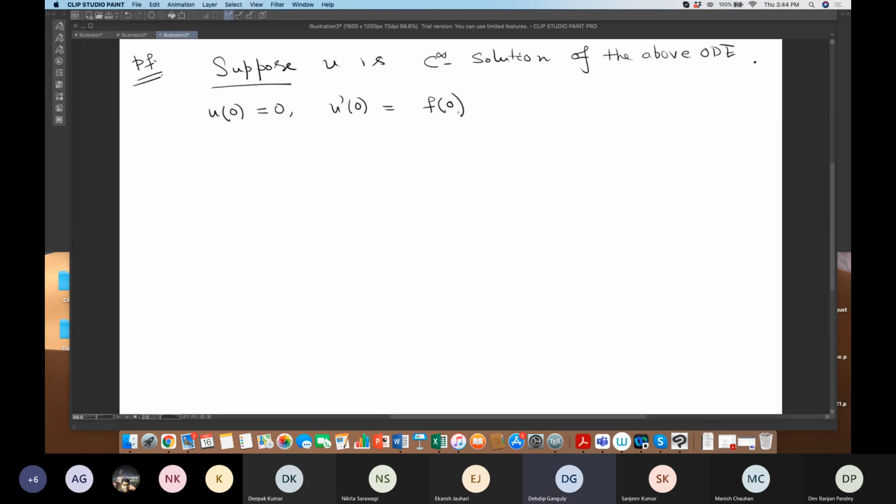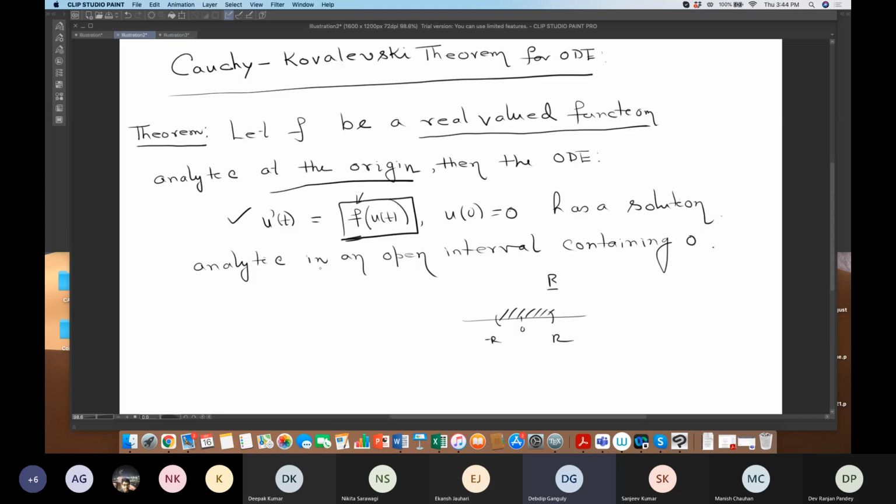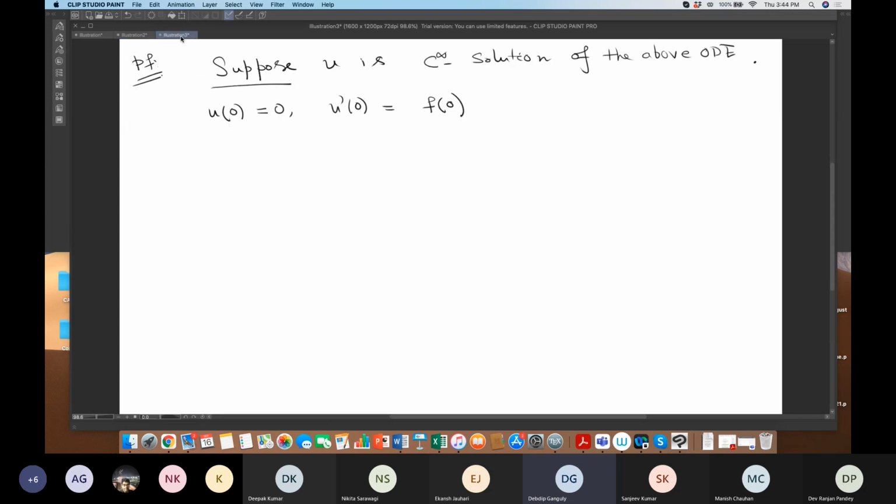Just using the fact that u is a solution, we can put it in the ODE equation and study this. Okay, u(0) is 0, u prime (0) is f(0). So it is given that... what will be u double prime t? Can anyone tell me, if u is a solution? What is u double prime t?